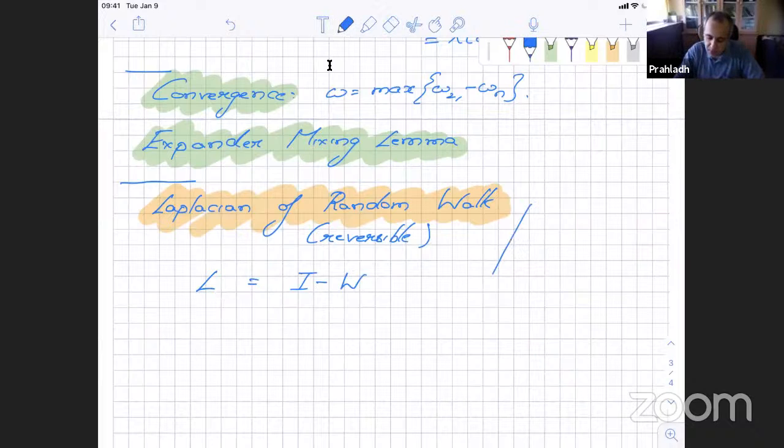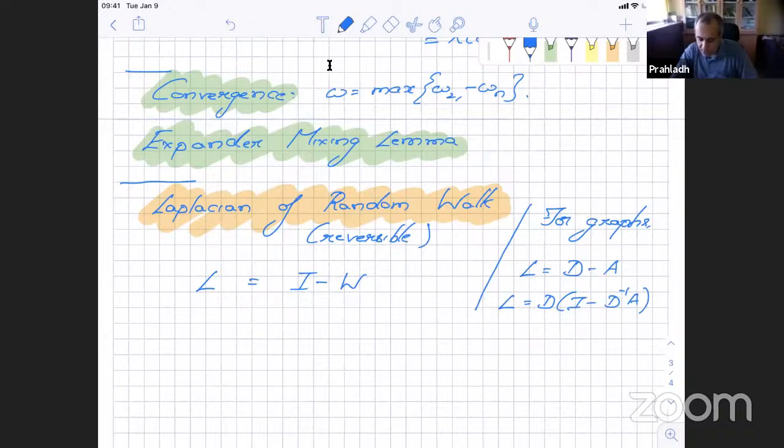Notice that for graphs, we had defined the Laplacian to be D minus A. So I can write this as D into I minus D inverse A.